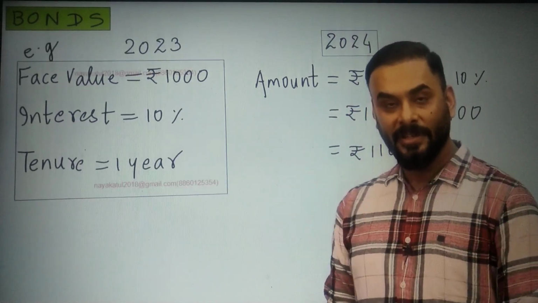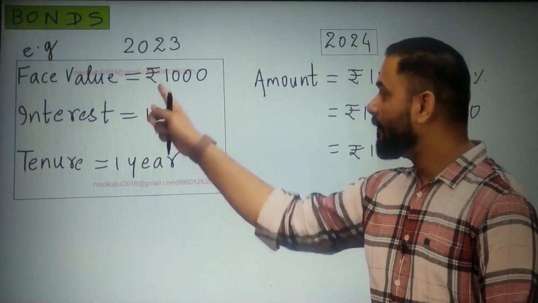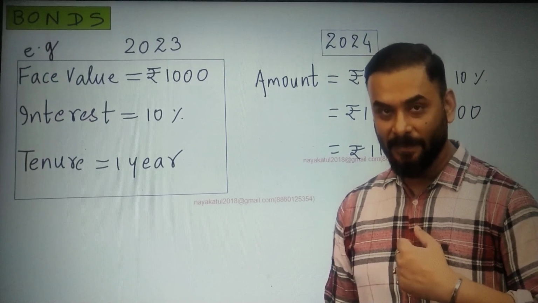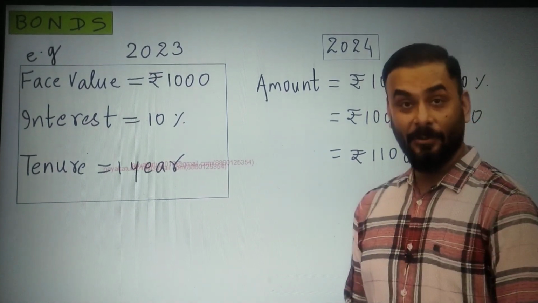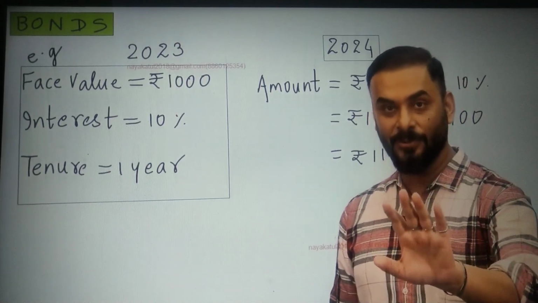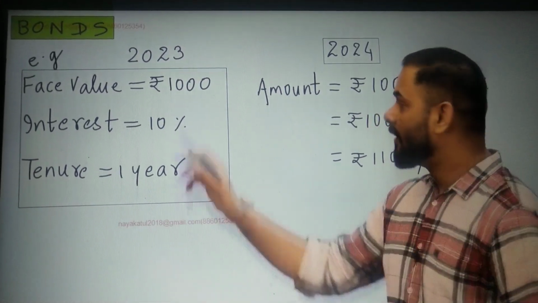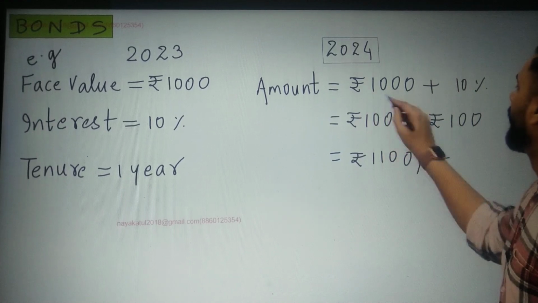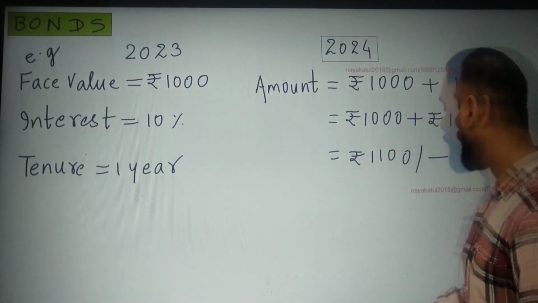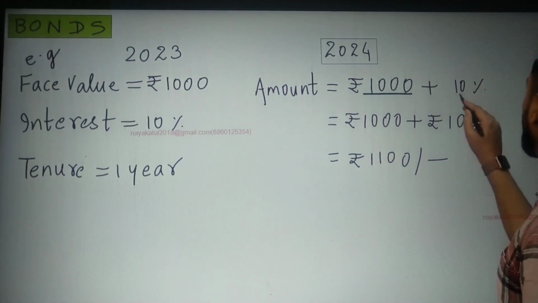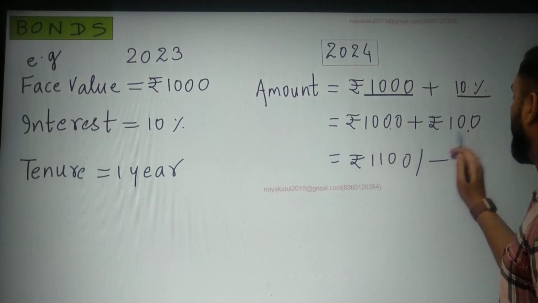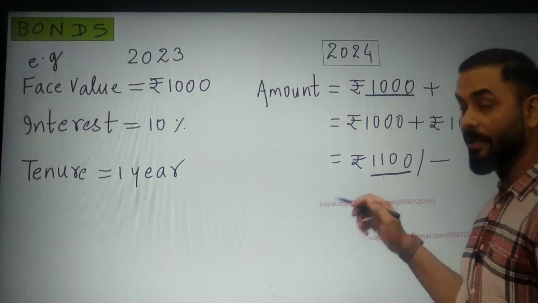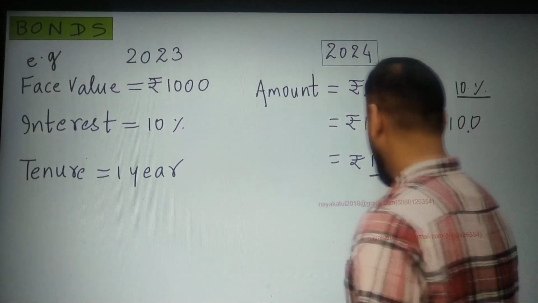Now imagine that you have bought a bond by giving 1000 rupees to me, and I have sold you this bond. Now this is year 2023, and I made a promise to you that next year I will return your 1000 rupees, which is the face value, plus I will also give you 10% interest. So 1000 plus 10% is 100, 1100 rupees.